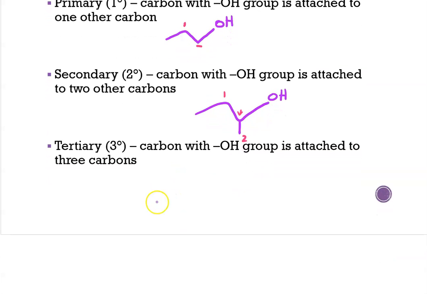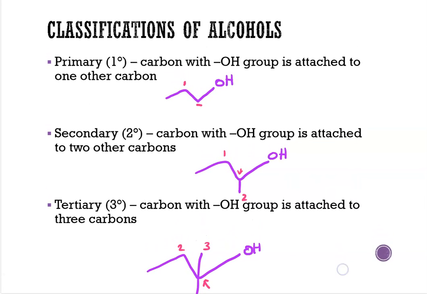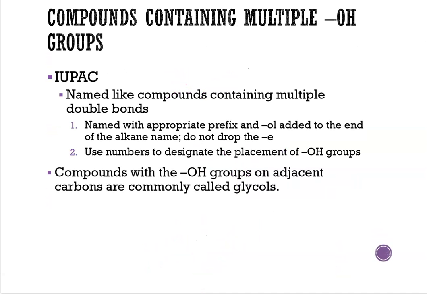And then tertiary is obviously when you have 3 things attached. So we've got 3 things here, so we should probably draw our OH group. So this is our carbon, and we've got 1, 2, 3 things attached to that, so that makes it tertiary. All right. And then the very last thing with alcohols is when you have multiple OH groups.